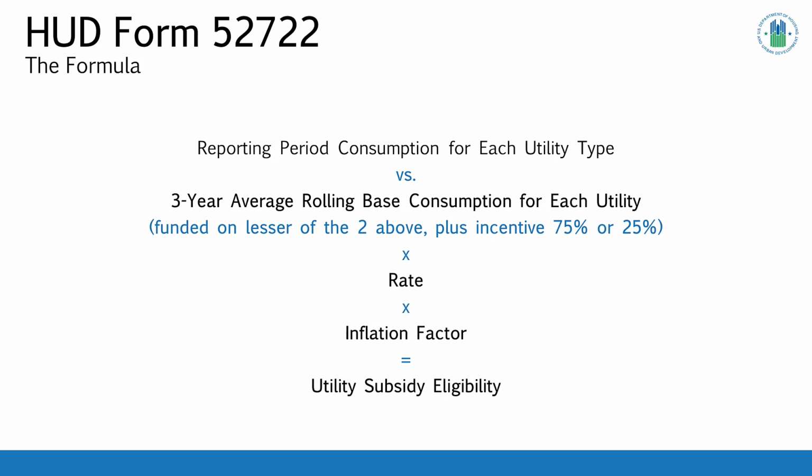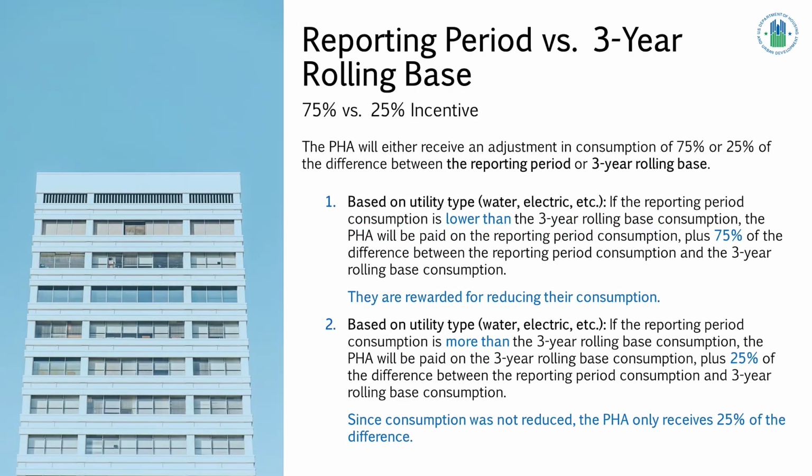Then there will be a utility incentive. There will be a rate that we're going to use for each type of utility. There'll be an inflation factor, and that will be our utility subsidy eligibility that we would put on Form 52723 for the overall subsidy calculation. So let's talk about the reporting period versus the 3-year rolling base period and this utility incentives.